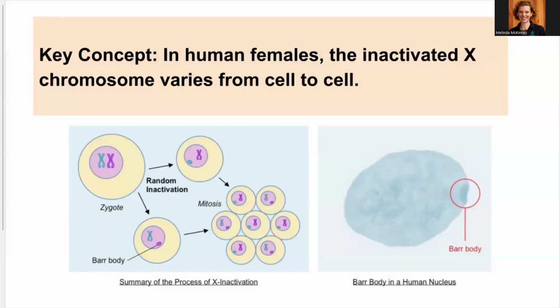Bio 181, Chapter 13, Human Inheritance. Key concept here is that in human females, the inactivated X chromosome varies from cell to cell.